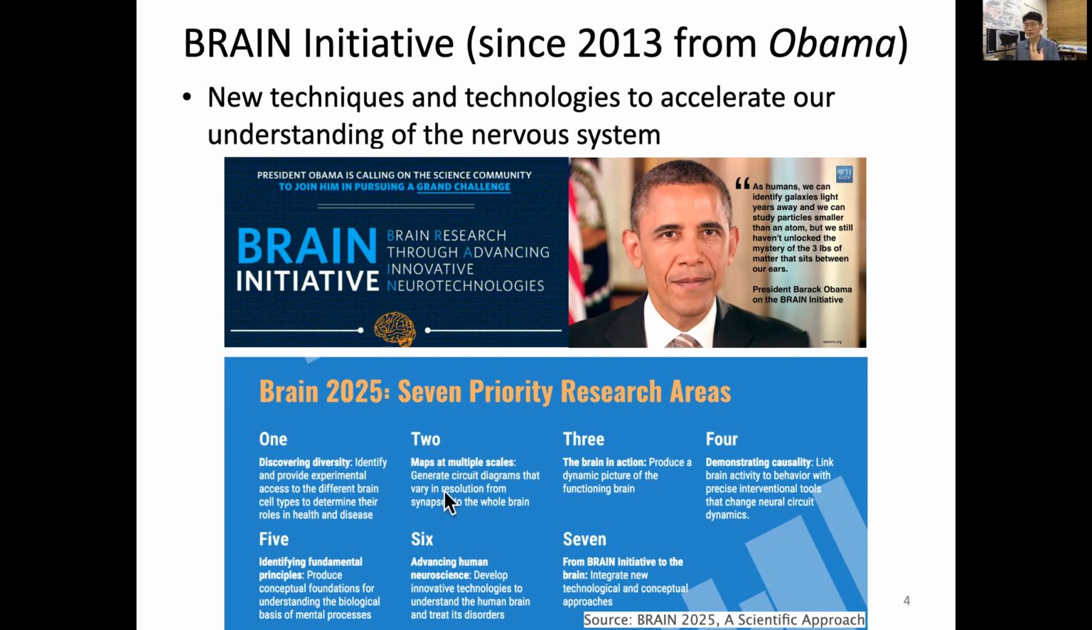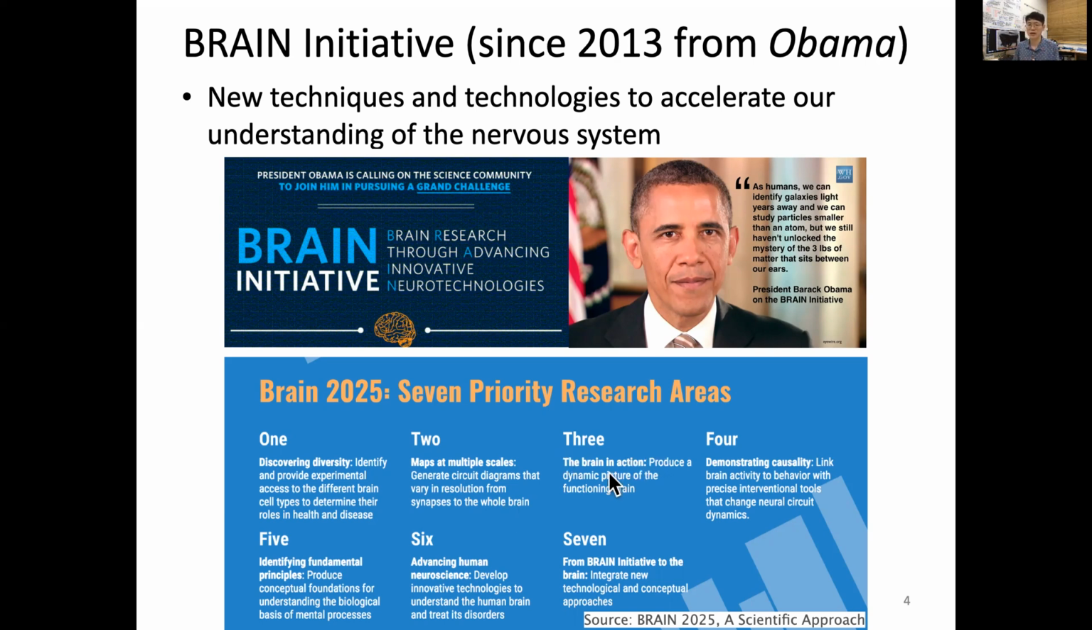To understand this, we can have very, very high resolution to look into even a single synapse, and inside a single synapse, what's happening, what are the proteins, what kind of ionic channels are there, how they function, up to the whole brain scale. So there is a huge range of scales to understand this complicated brain.